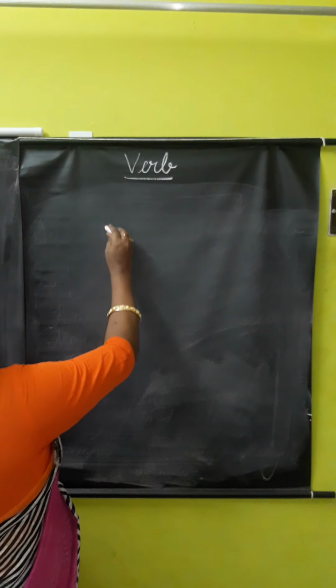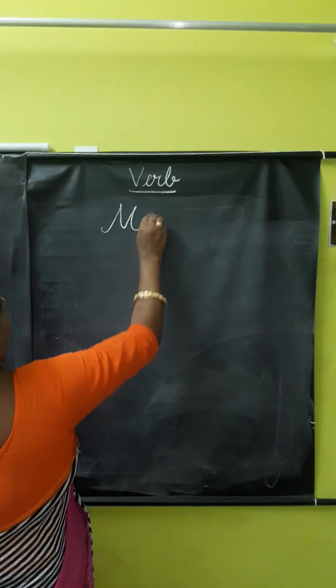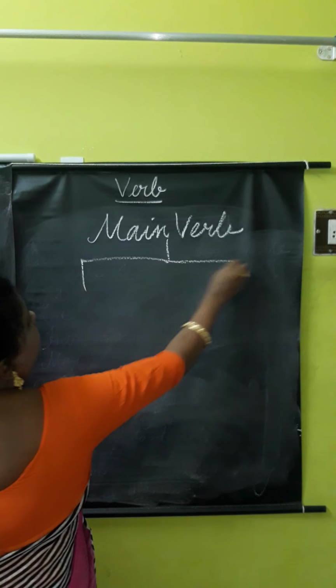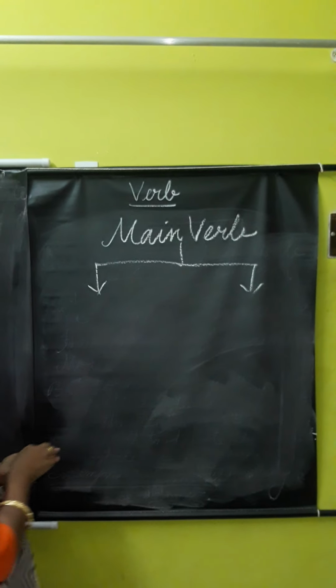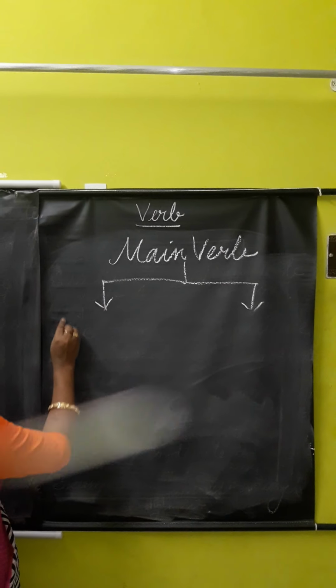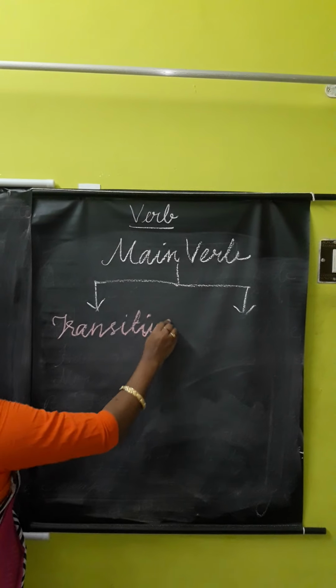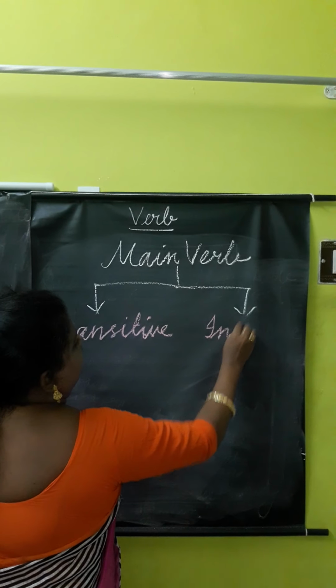Then let's see about the main verbs. How many kinds of main verbs are there? 2 kinds of main verbs are there. What are they? Transitive, and another one is intransitive.